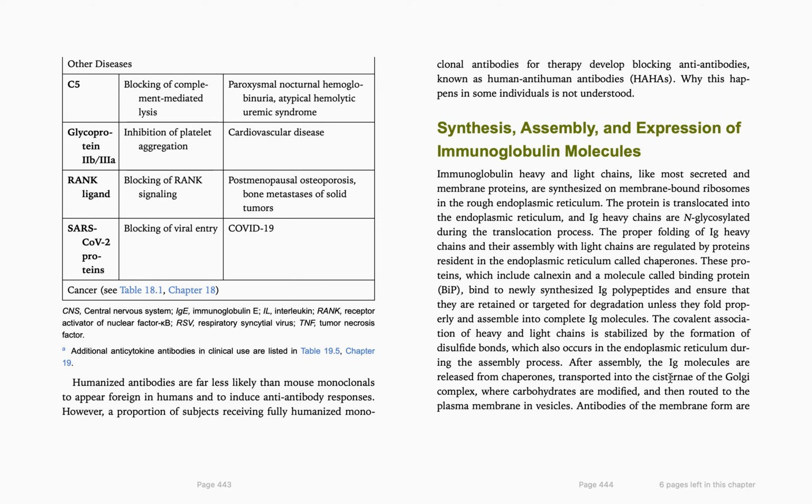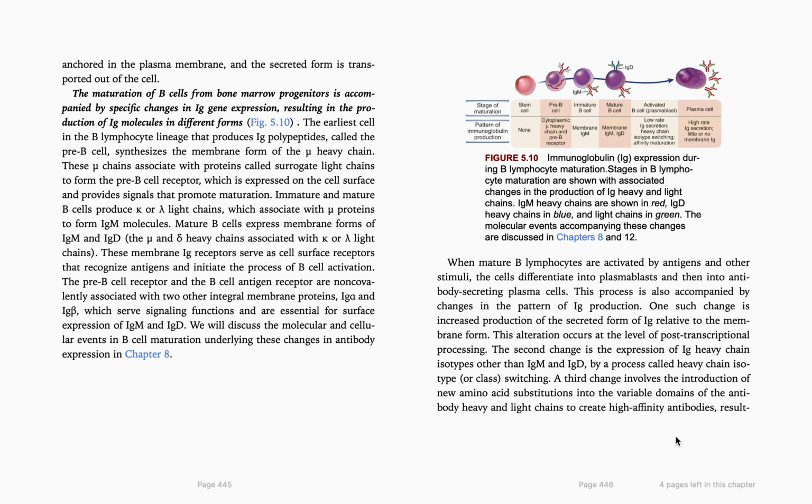After assembly, the Ig molecules are released from the chaperones and transported to the cisternae of the Golgi complex, where carbohydrates are modified and then routed to the plasma membrane in vesicles. The antibodies of the membrane form are anchored to the plasma membrane, and the secreted form is transported out of the cell. The maturation of B cells from bone marrow progenitors is accompanied by specific changes in Ig gene expression, resulting in the production of Ig molecules in different forms.